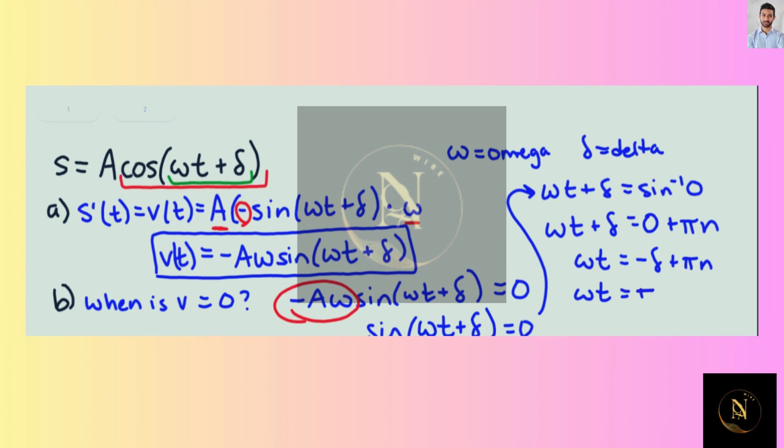We're going to subtract delta from both sides, and we have omega t equals negative delta plus pi n. We could write that as pi n minus delta, just to make it look a little bit better. And then finally, we'll divide both sides by omega. So we have t is equal to (pi n minus delta) over omega. What a strange looking answer.